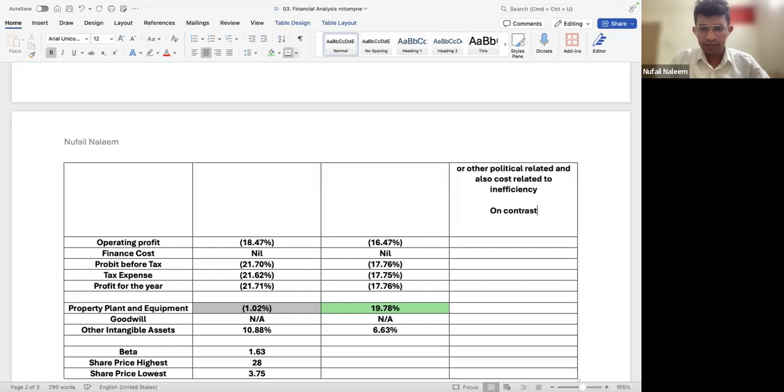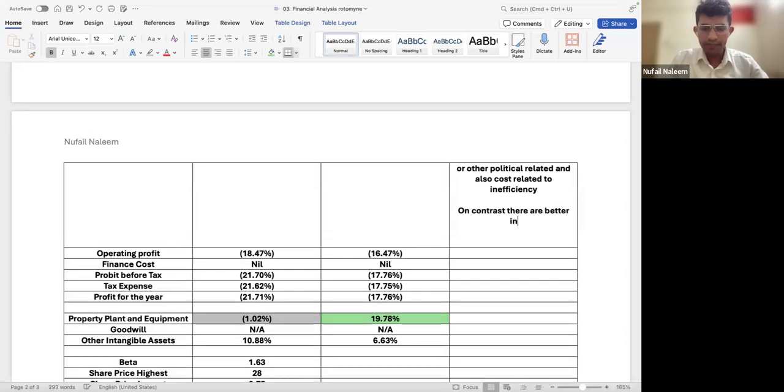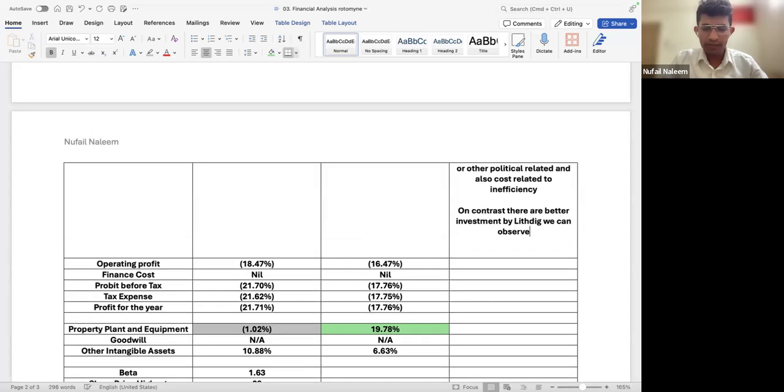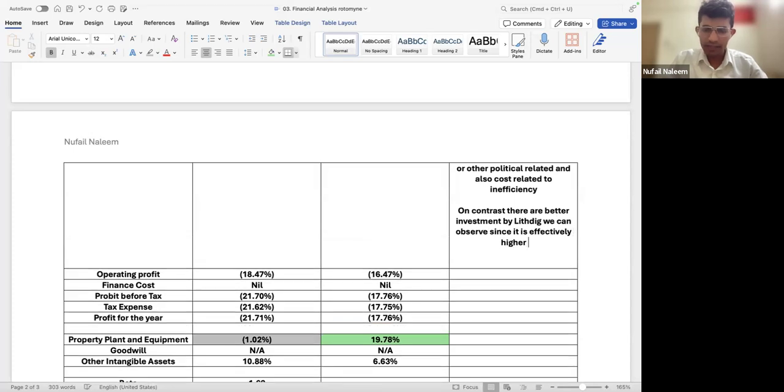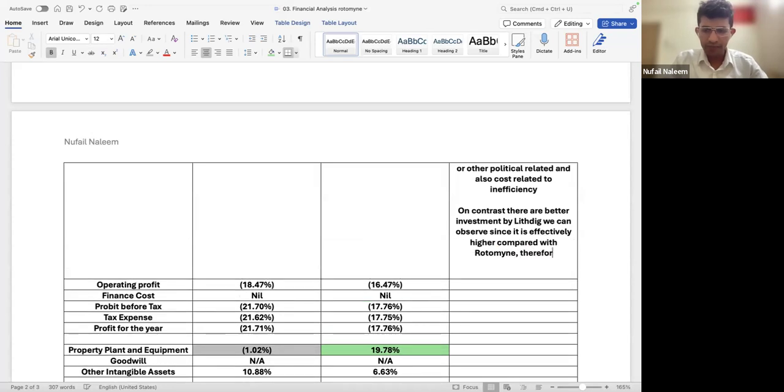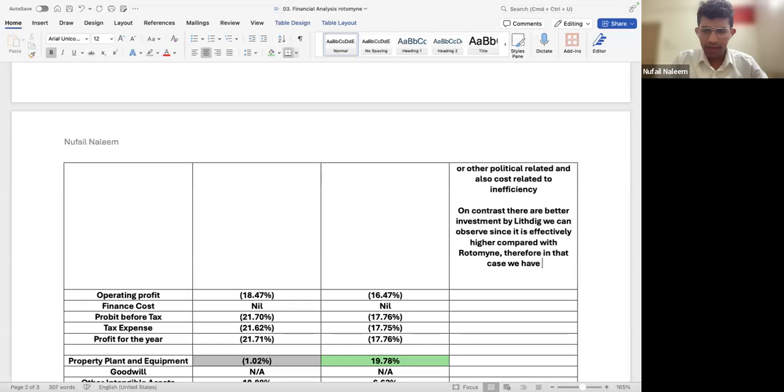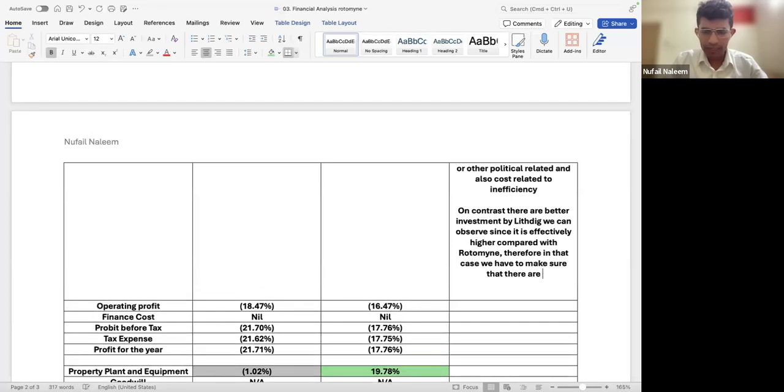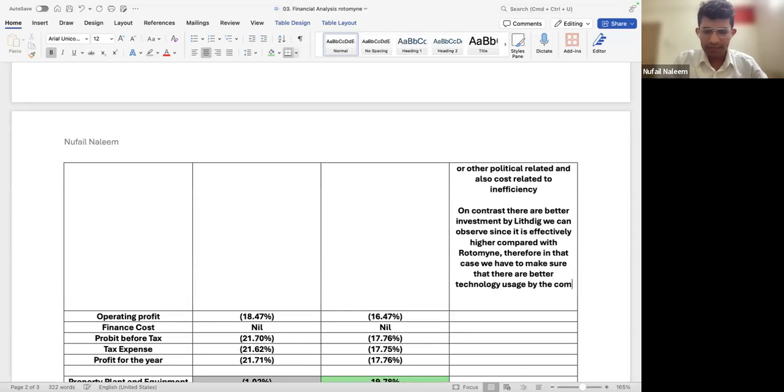So can I write it down, students, so that it will be clear? In contrast, there are better investments by LitDig. We can observe, since it is effectively higher compared with Rotomyne. Compared with what, students? Compared with Rotomyne. Therefore, in that case, we have to make sure that there is better technology usage by the competitor. Usage by what, students? Competitor.